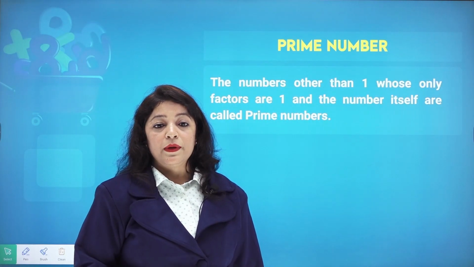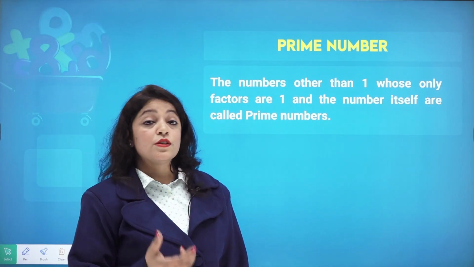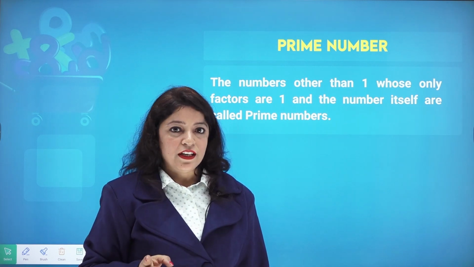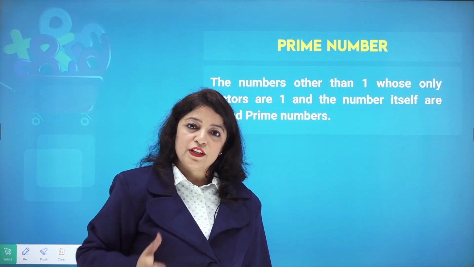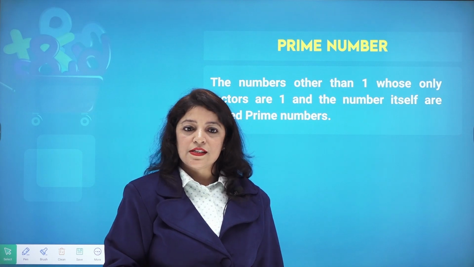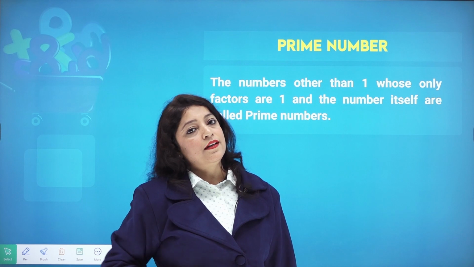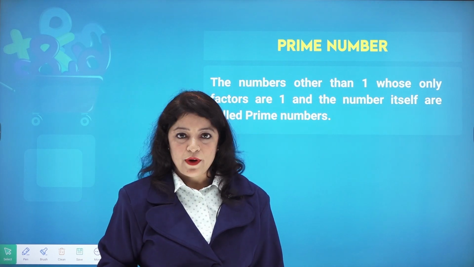The conclusion is that the numbers other than 1 matter here, because 1 has only 1 as a factor. It doesn't have any other factor. So 1 is an exception in this case. The numbers other than 1 whose only factors are 1 and the number itself are called prime numbers.